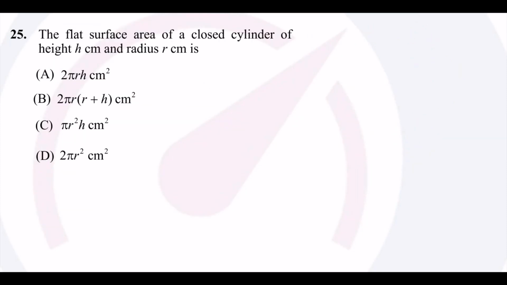Question 25. The flat surface area of a closed cylinder of height h centimeter and radius r centimeter is... So we know cylinder. We draw the cylinder, and then say that the height is H and it has radius r. Now they ask what is the flat surface area of a closed cylinder? Now the flat surface area is what? The circle.